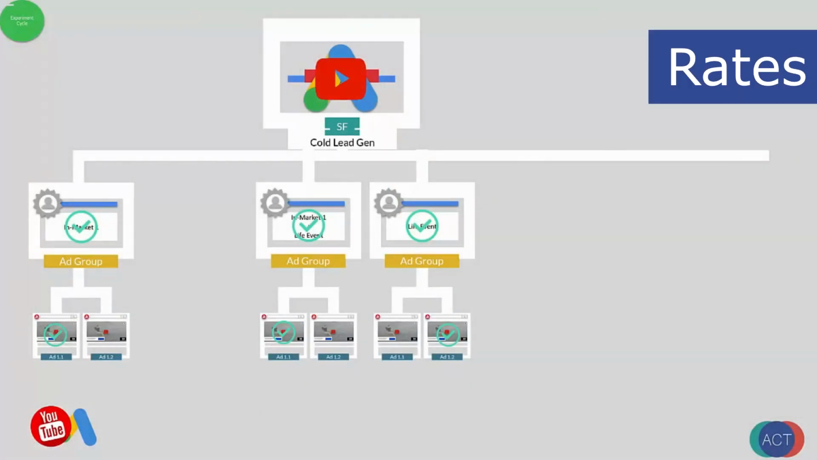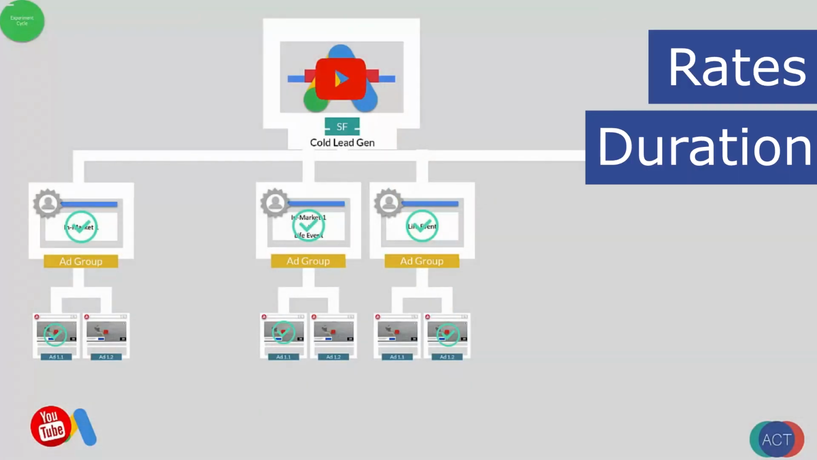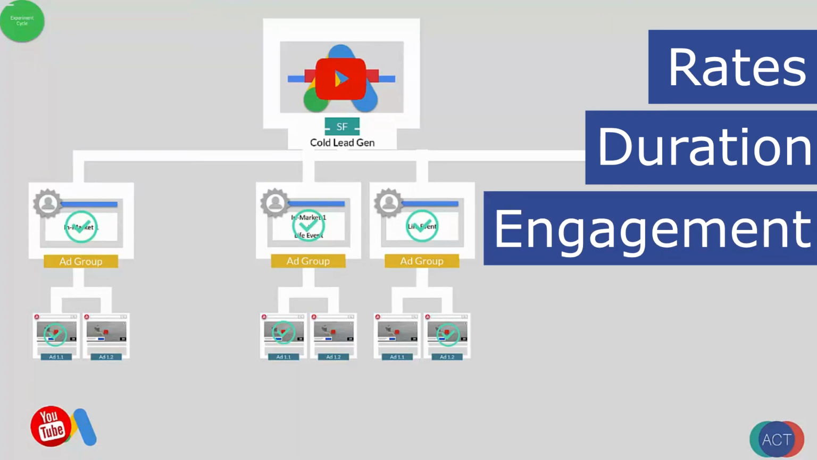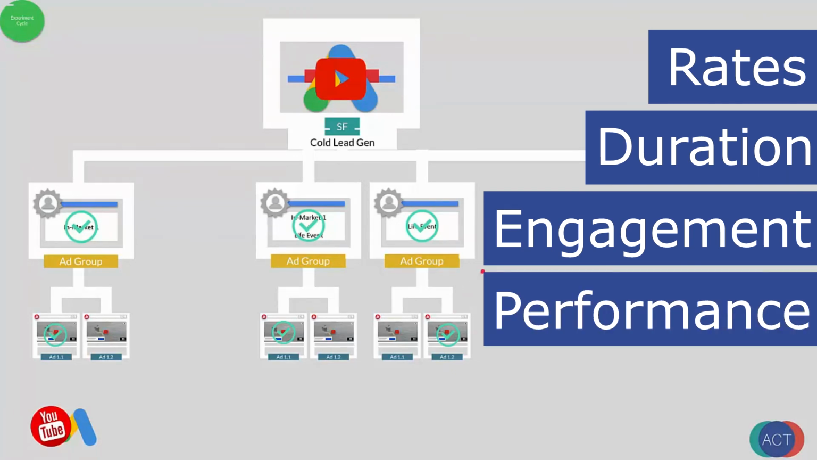So we're going to be looking at things like view rates and view duration, how long are people actually watching the ad, and then you want to see the ad engagement. And of course, if you have multiple ads, you're going to want to start looking at which ad is actually performing the best given the ad group.